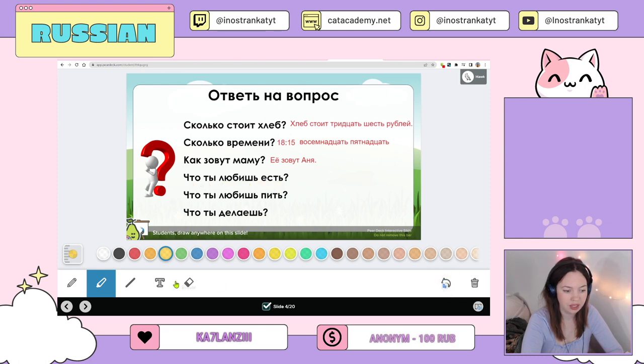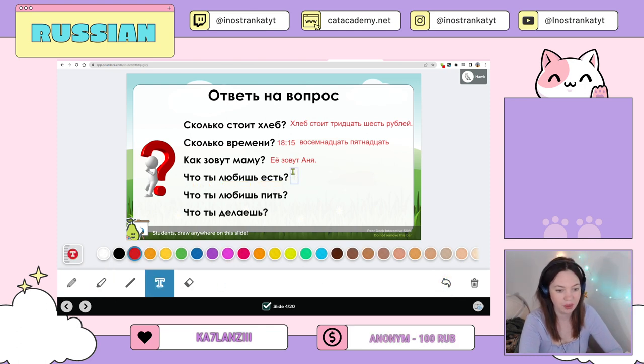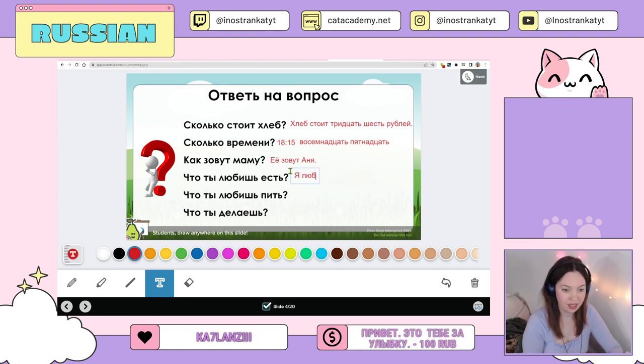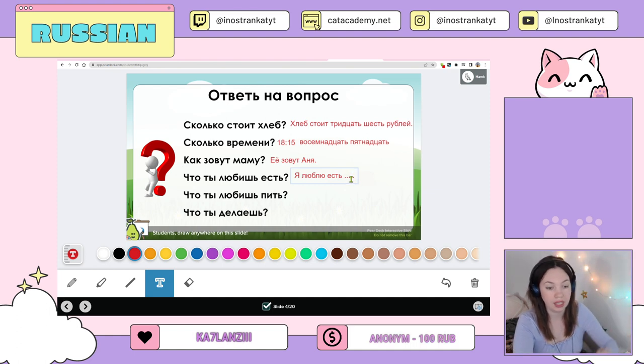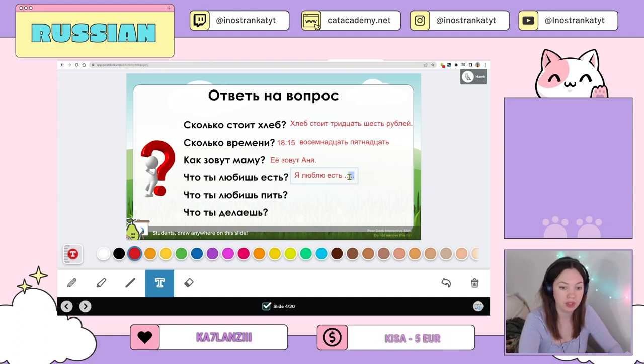So here we have to use our endings for the verbs. Я люблю есть. So what do you like to eat? You can write the word есть, I love to eat, or you can just say I love something. For example, я люблю есть торт, a cake. I love cakes, that's true.